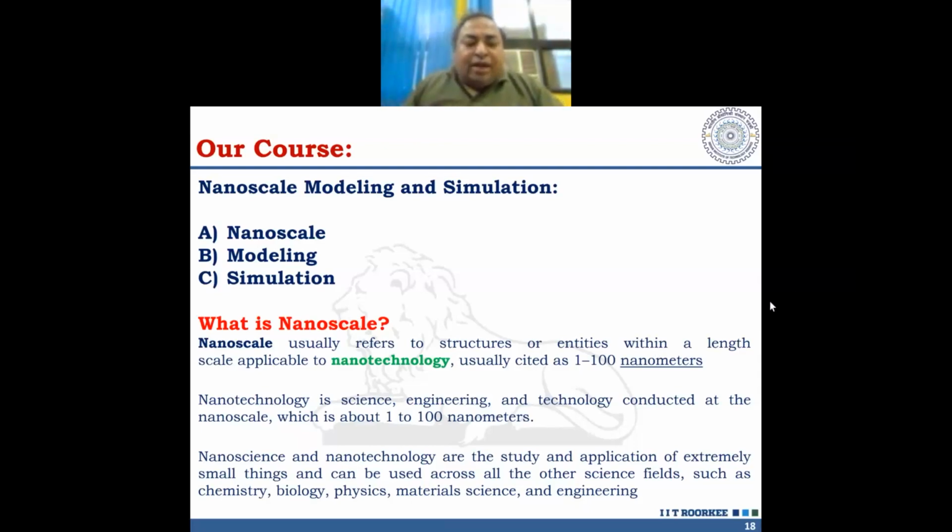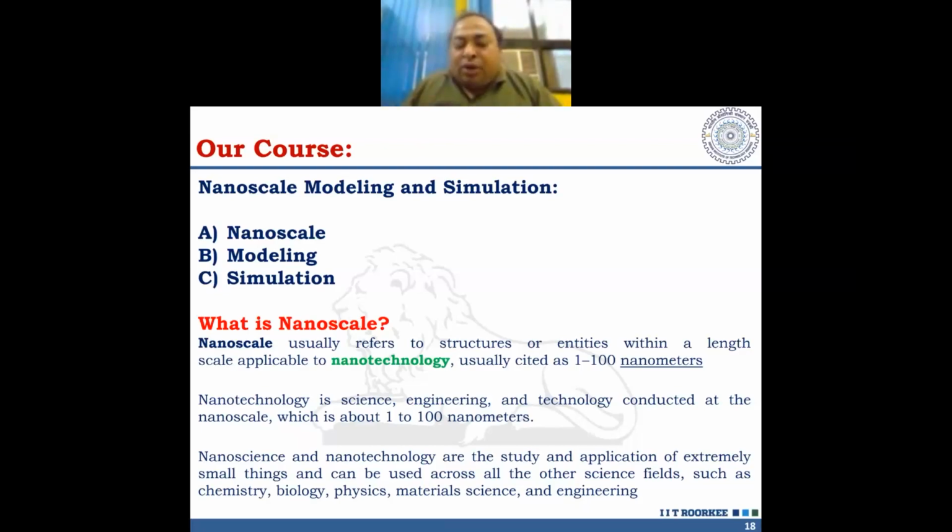So nanoscale usually refers to the structures or entities which keep themselves within the scale applicable to nanotechnology, which we have talked about, usually cited as 1 to 100 nanometer. Nanotechnology is science, engineering, and technology conducted at nanoscale, which is about 1 to 100 nanometer.